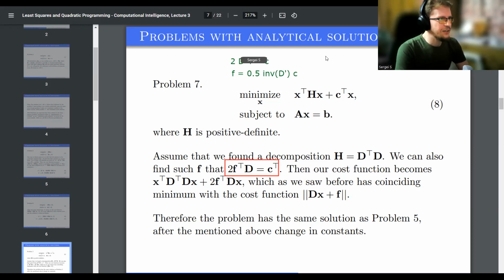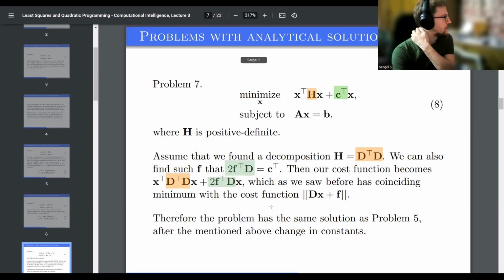Good. Now, since we were able to do all of this, we can now rewrite our cost function. Our cost function will now be a little bit different. So instead of H, we have D transpose times D. And instead of c times x, we have 2f times D. So 2f times D here. Okay, that's what we have.